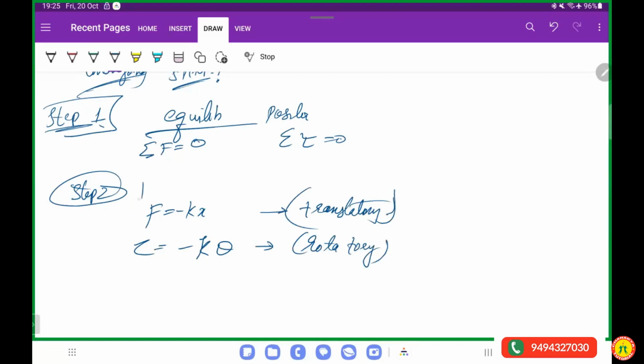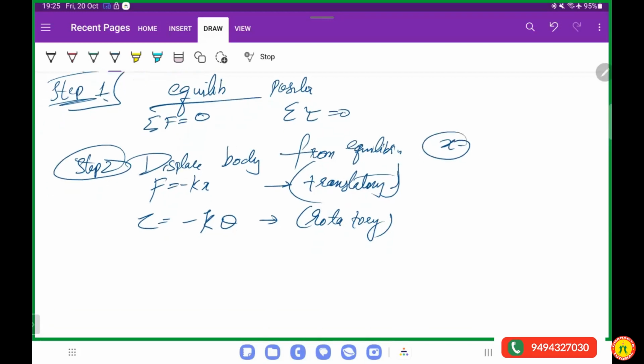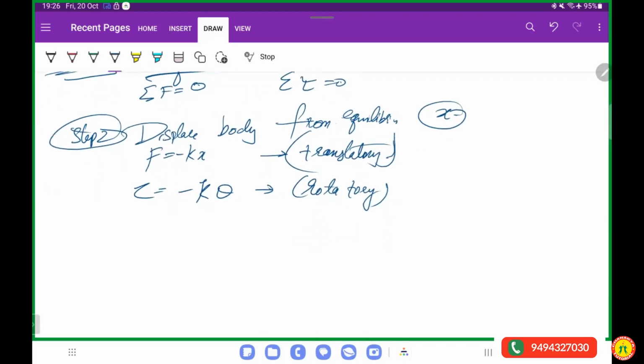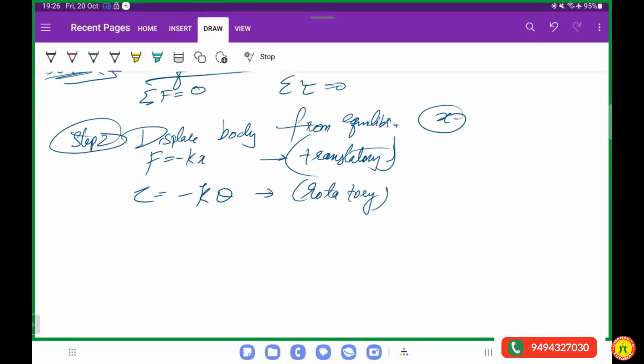So this is what a displaced body from equilibrium, that is x position. So these both are restoring force. One is in angular form, one is in a translatory form, linear. So then next part is your differentiation part.